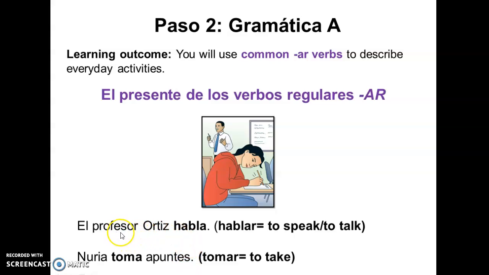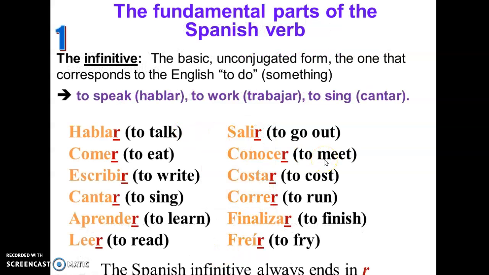For example, here, el profesor Ortiz habla. So he is speaking. So Professor Ortiz speaks. Or Nuria toma apuntes. So in this case, she's taking notes. Nuria takes notes. And both are verbs, as you can see. Hablar and also tomar are verbs. Okay, so let's see the fundamental parts of a Spanish verb.